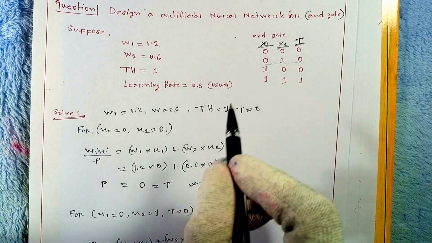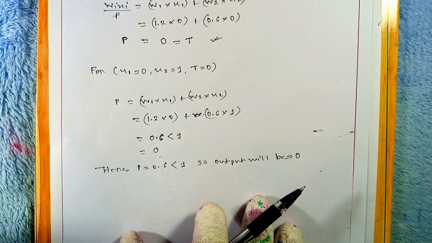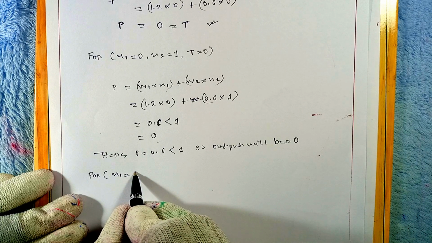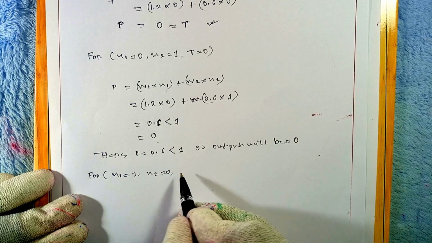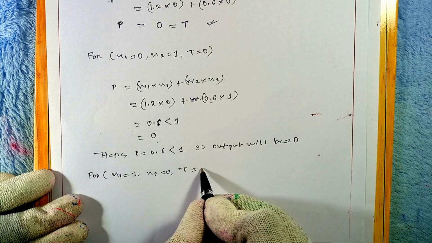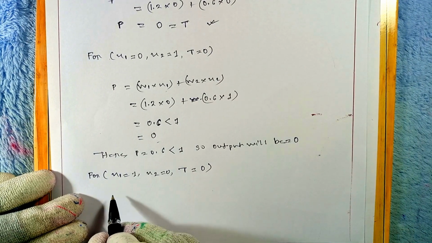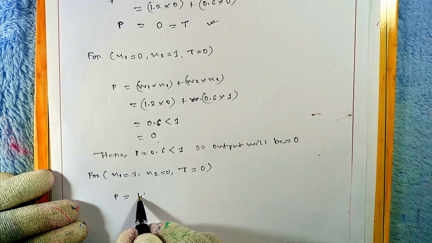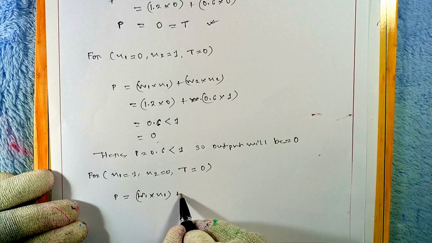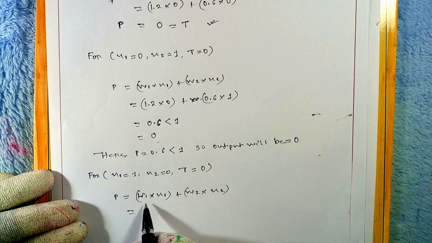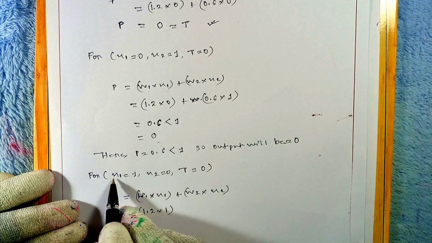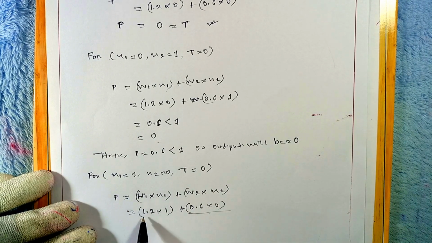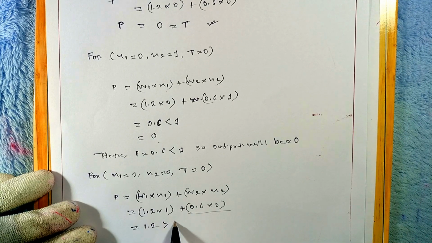Our next point is this one, 1 and 0. Let's check for 1 and 0. So here x1 is 1 and x2 is 0, and we know our W1 and W2. This time our target is also 0. So we can write predicted equals W1 into x1 plus W2 into x2. W1 is 1.2, x1 is 1, plus W2 is 0.6, x2 is 0. So this time this value will be 0 and this value will be 1.2, which is obviously greater than 1.